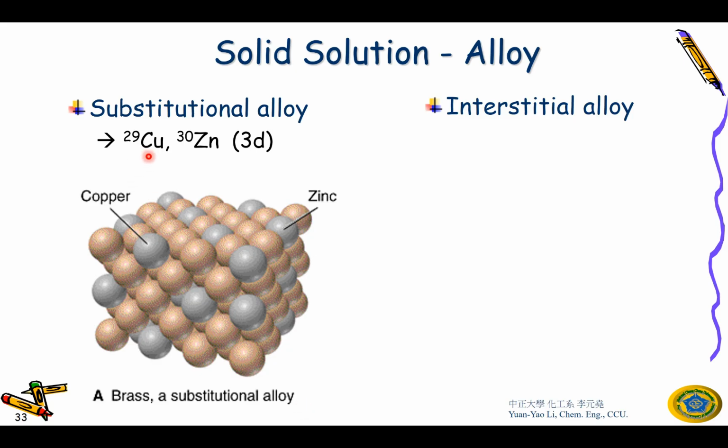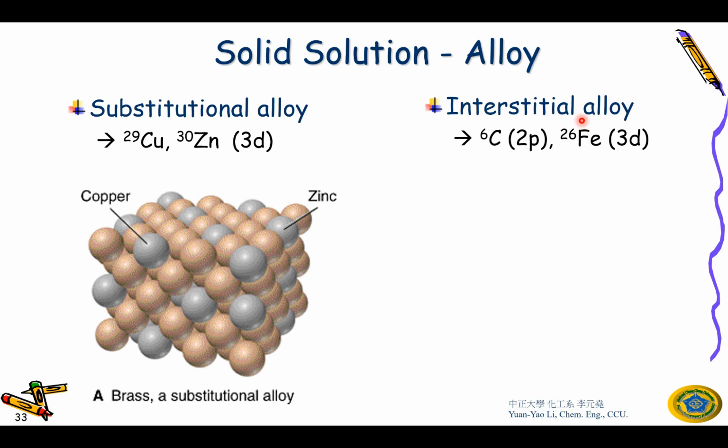And if you have zinc in the copper, this is what we call brass. Okay, it's not pure copper. It's brass, because brass is harder than copper itself. Okay?